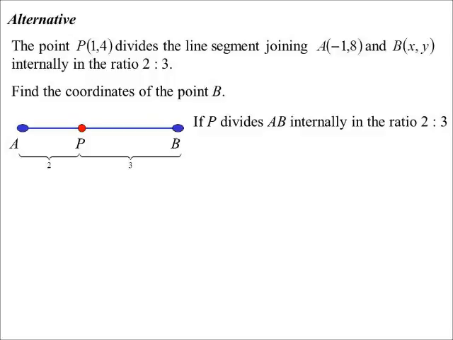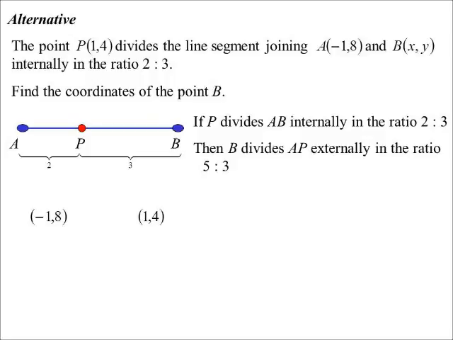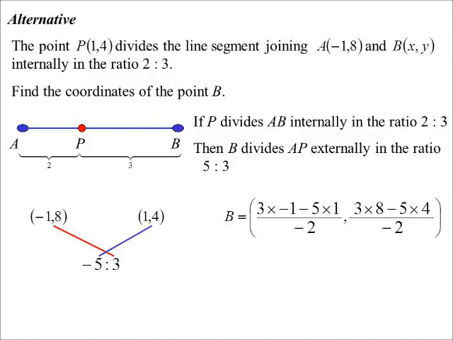I can now change my question. Because remember, it's B that I want to find. The question could now be, B divides AP externally in the ratio 5:3. And then I'll just do an external division question. So let's just make sure it does work out. So minus 5:3 because it's external. Draw the crosses. And the answer is -2 on the bottom of the fraction. Multiply along the crosses. And the excitement builds as we get the same answer. So some people find it easier to do that. Rewrite the question. So we're just always doing an internal division or an external division and what have you.